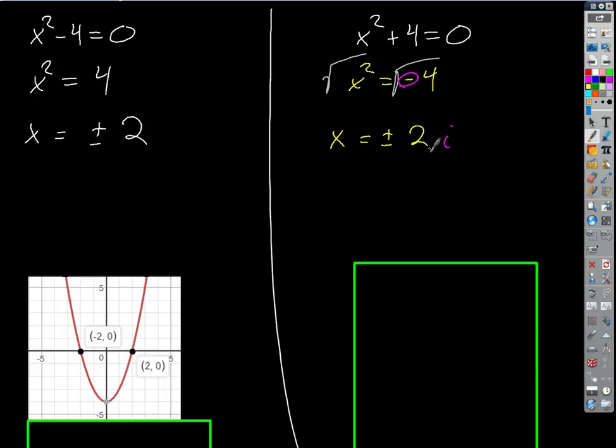Okay, now this is a little different. I want you to see the difference here, right? Now we got two answers, plus 2i and minus 2i. Are those numbers that show up on the x-axis? No, the x-axis only has real numbers on it. So this one had 2 zeros, but the zeros were imaginary. Do you think it has any x-intercepts? No. It doesn't. You're right.